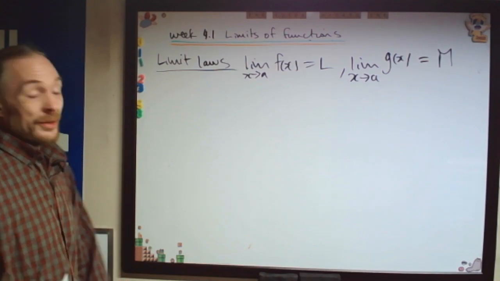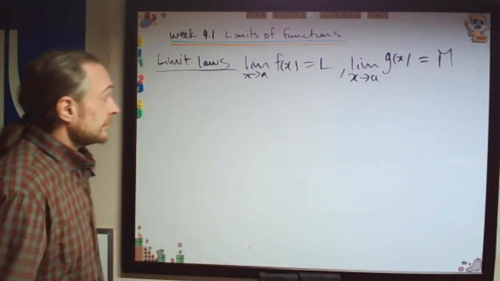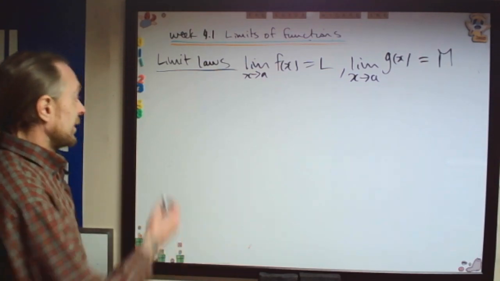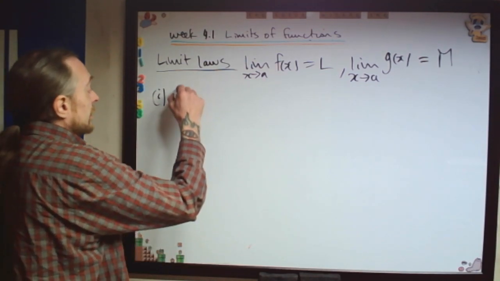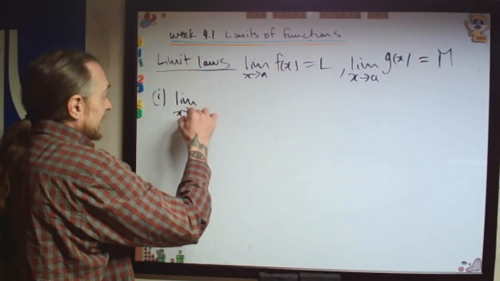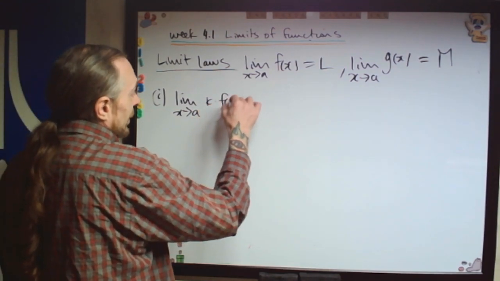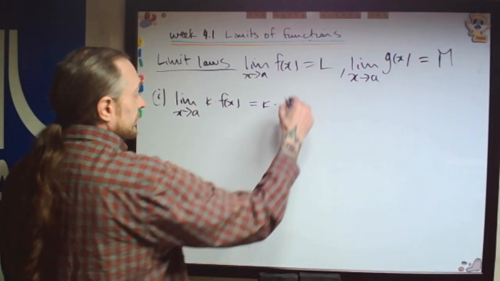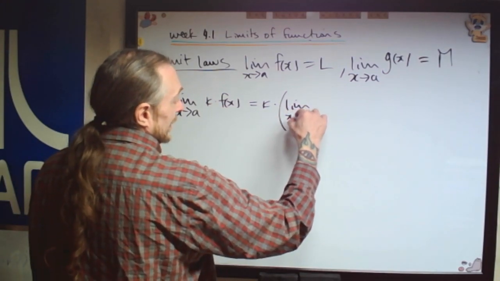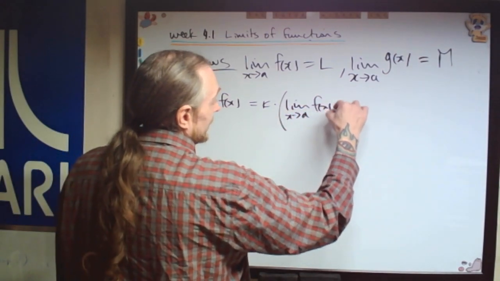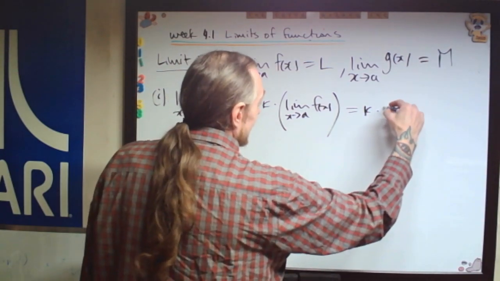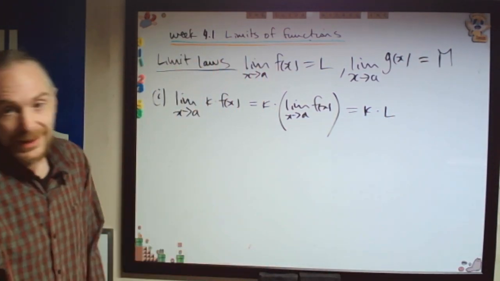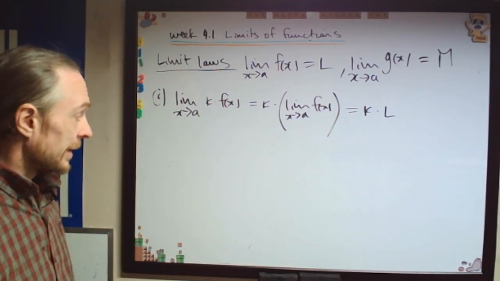Then the basic things that you can do is you can add and multiply and divide and do all the algebra with limits, is what they're going to say. 1, you can do the limit as x approaches a of a constant k times f of x, which is going to be k times the limit as x approaches a of f of x, which is k times L. So you can pull a constant out of limits. It doesn't mind if you do this.